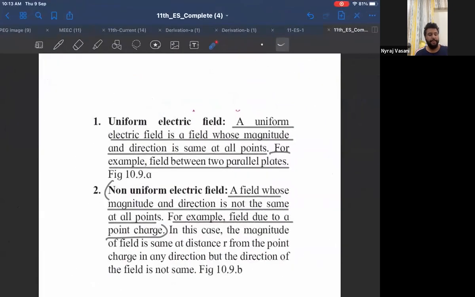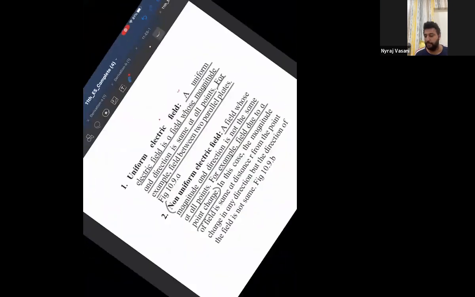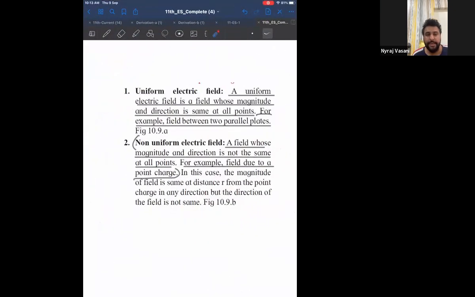Write down. There are two types of electric field. First one is uniform electric field. Second one is non-uniform electric field.